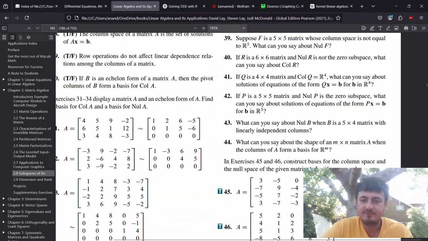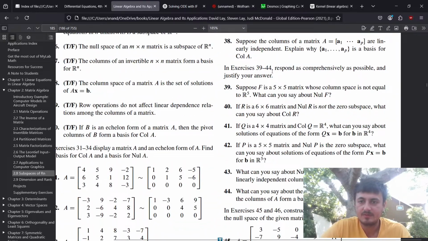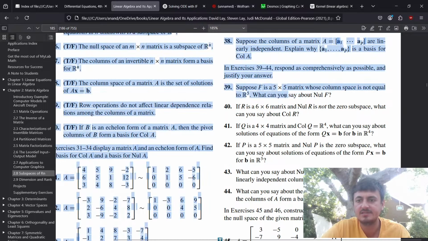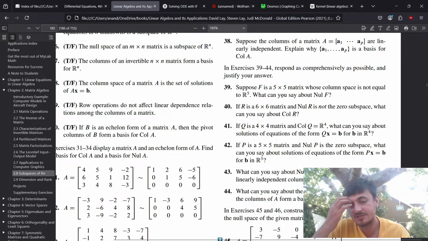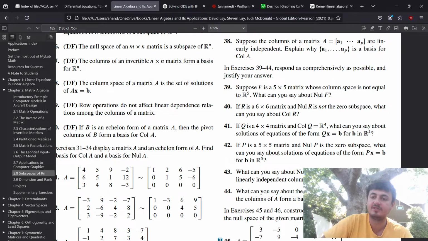We only have 5 left. Respond as comprehensively as possible. Suppose F is 5 by 5 whose column space is not equal to R5. What can you say about the null space? All right, they're just trying to tell you that the dimension of the null space plus the dimension of the column space. Yeah.